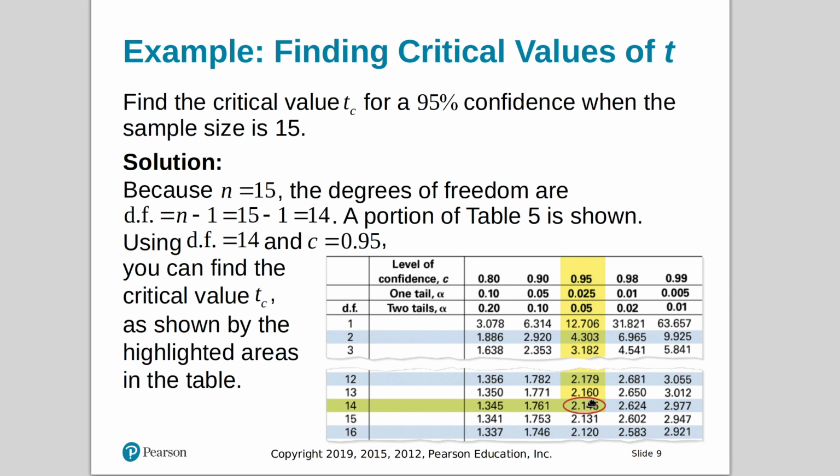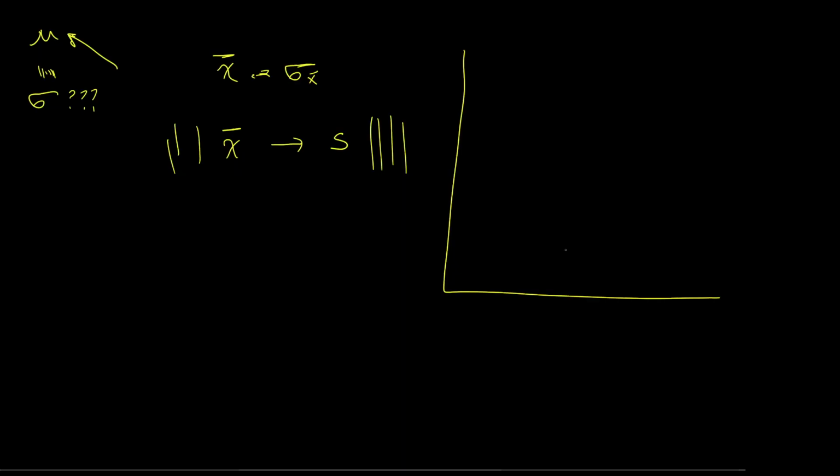But then everything else ends up being kind of the same. We just have a different value that takes into account our uncertainty in the standard deviation. And it adjusts for it by having larger critical values.